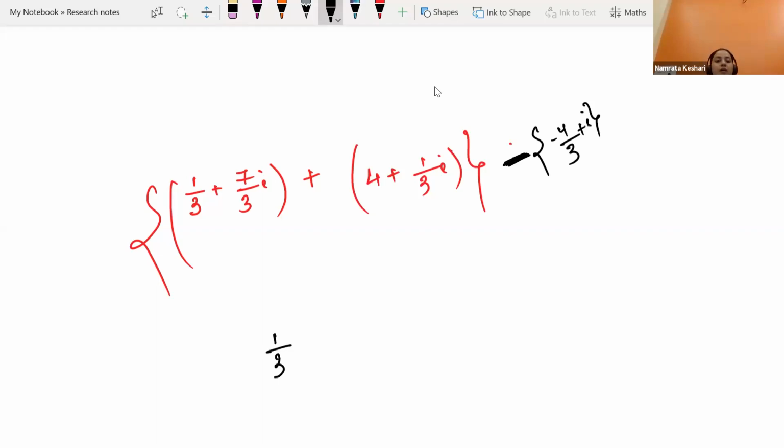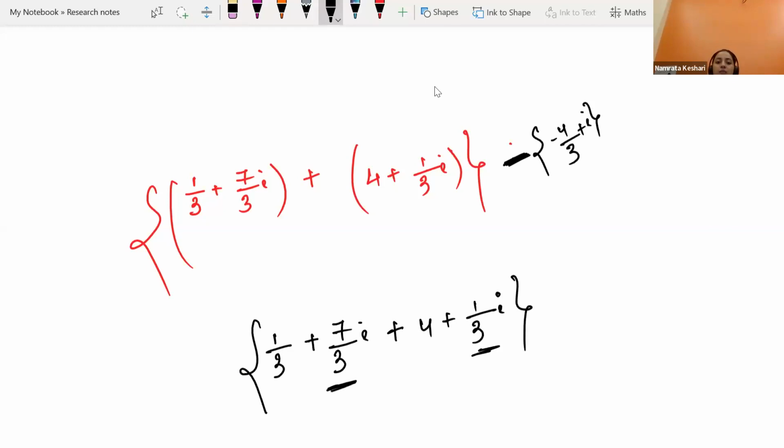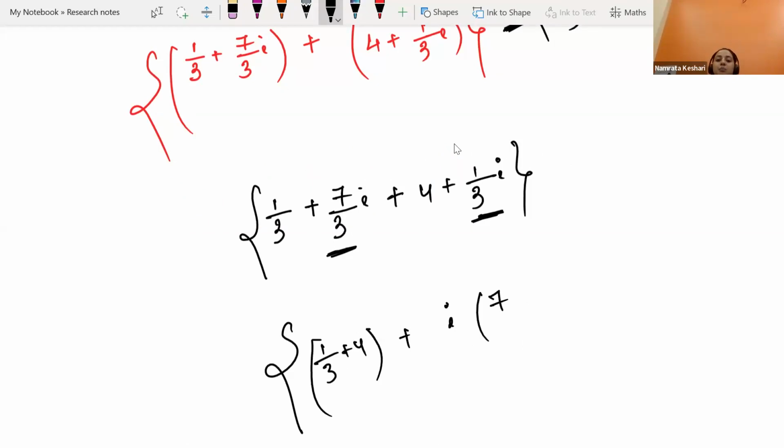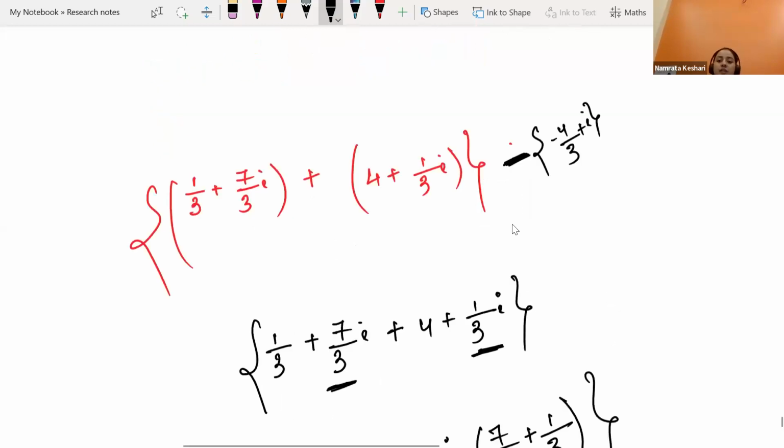Yes, ma'am. Okay, 1 by 3 plus 7 by 3i plus 4 plus 1 by 3i. When we simplify it, this 7 by 3 and 1 by 3, we can just take these two together. 1 by 3 and 4 we will keep together, and you can take the i out common and do the basic simple calculation, 7 by 3 plus 1 by 3. The next part, whatever is there, we'll copy over here, minus 4 by 3 plus i.